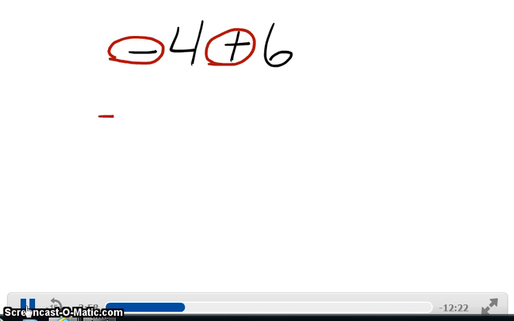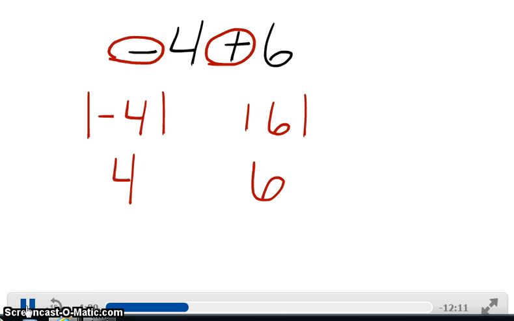Well, the absolute value of -4 is 4. The absolute value of +6 is 6. So we're going to look at those two absolute values and decide which one is smaller. Well, obviously 4 is smaller than 6, so the rule states we want to subtract smaller absolute value from the larger. So 6 minus 4 is 2, and we want to keep the sign of the larger absolute value.